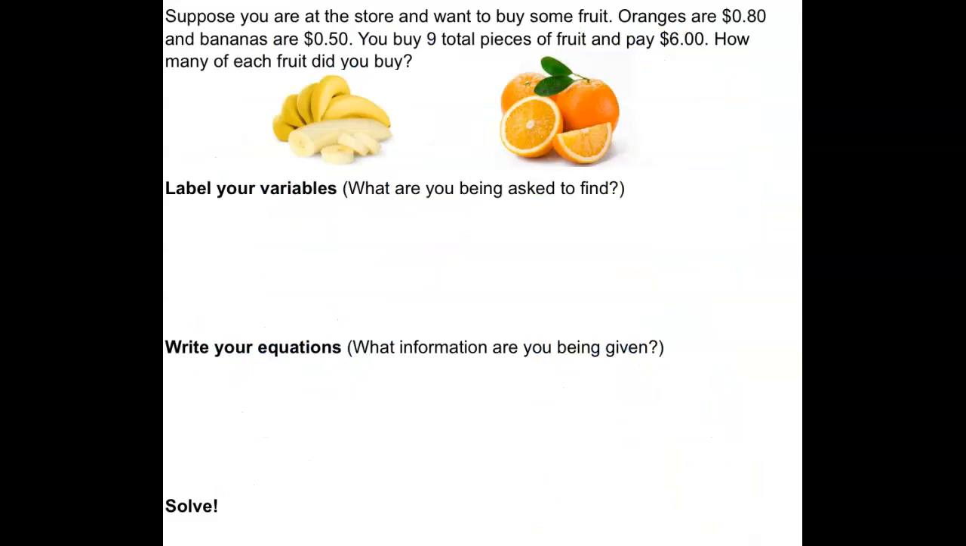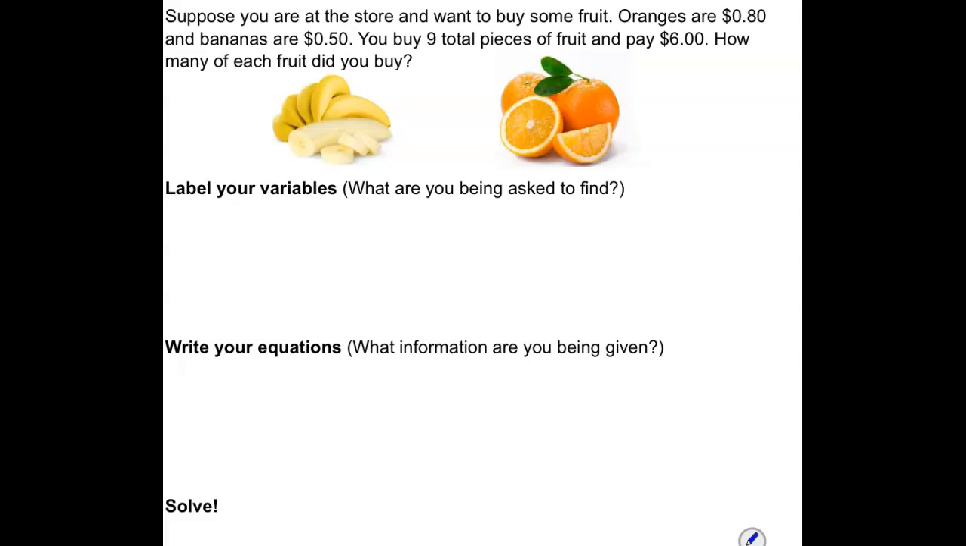All right. Let's look at a couple examples of where we might make use of a system of equations. It says, suppose you're at the store and you want to buy some fruit. Oranges are 80 cents and bananas are 50 cents. You buy 9 total pieces of fruit and pay $6. How many of each fruit did you buy? So the first thing you want to do is figure out what are you being asked to find and figure out some variables for that.